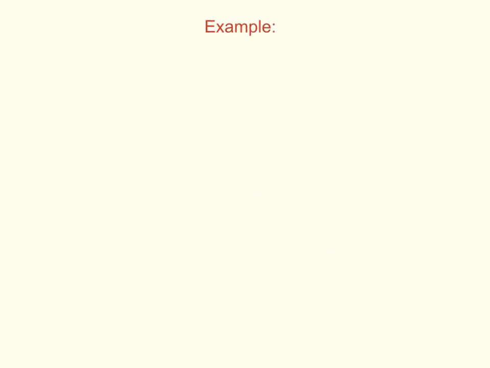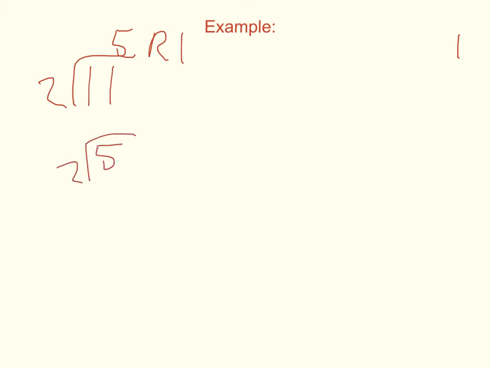So here's an example. Let's take the number 11 and convert it into binary. I am going to take 11 and divide it by 2. Whole number wise, it's going to be 5, and I have a remainder of 1. So I'm going to put that 1 at the end of my binary number. Then I take the 5 that I just solved for and divide that by 2. That becomes 2 remainder 1. So there's another 1.